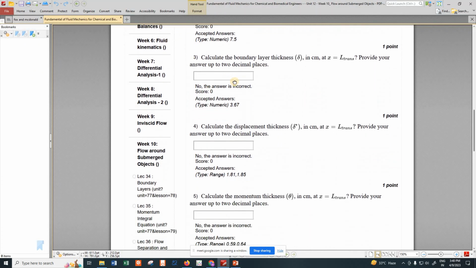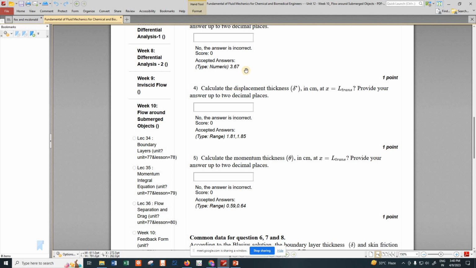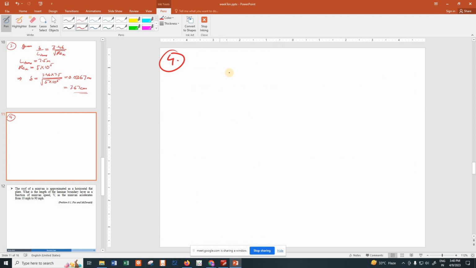So the fourth question states, calculate the displacement thickness in centimeters at transition length. So previously we calculated just the boundary layer thickness. Now we are supposed to calculate the displacement thickness. The displacement thickness is given as delta star equal to the integration from 0 to boundary layer thickness delta of 1 minus u by u infinity, and the integration is performed with respect to y.